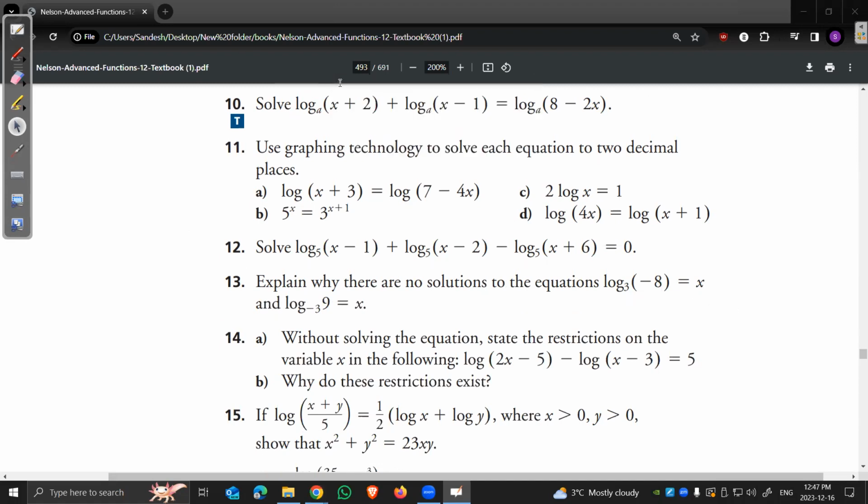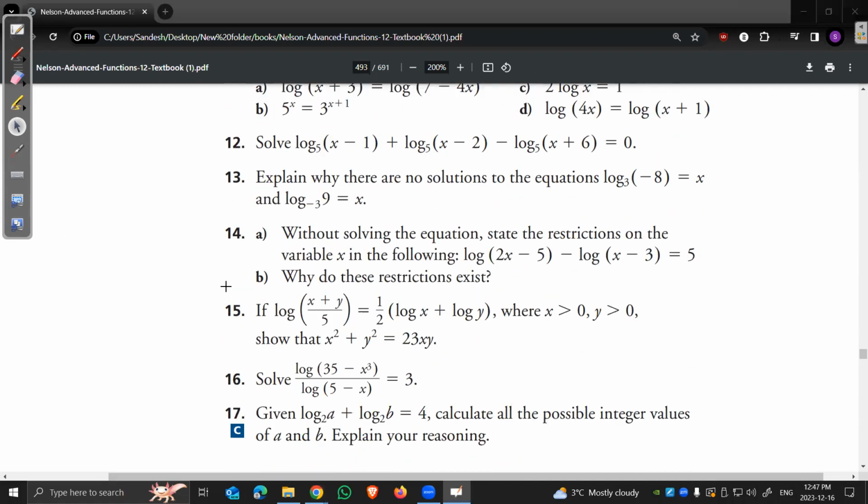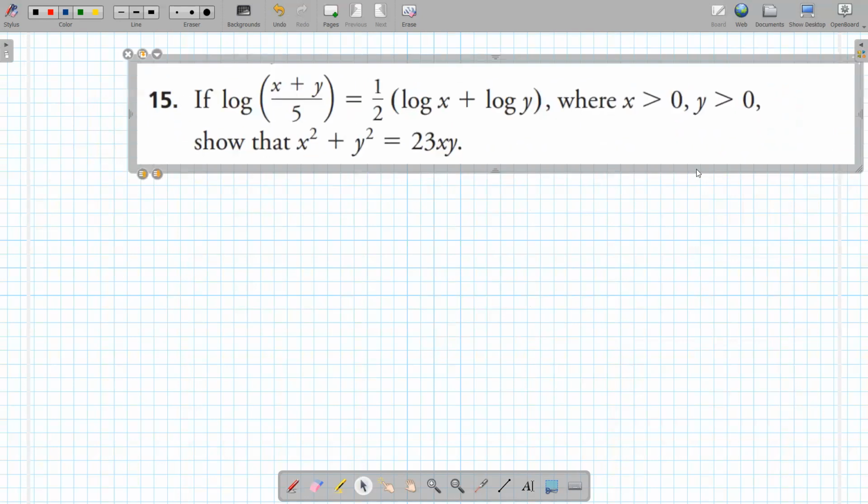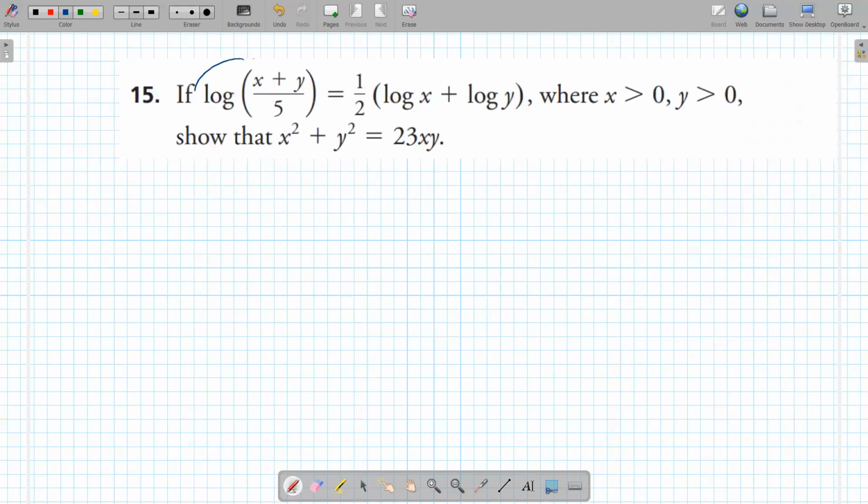Let's try doing this one. So now this is a proof question. They've given us this initial condition, and we need to play around with it such that we end up over here, in the final bit over here, right? Do you see any logs? No. So that's a big hint.